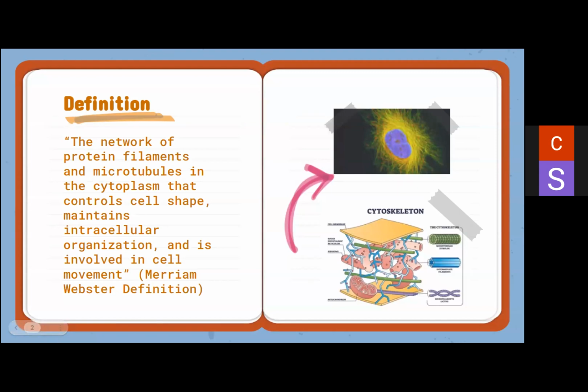The Merriam-Webster definition of the cytoskeleton is the network of protein filaments and microtubules in the cytoplasm that controls cell shape, maintains intracellular organization, and is involved in cell movement. One analogy to help remember this is the frame of a building. Just like the frame of a building, the cytoskeleton is the frame of the cell, keeping structures in place, providing support, and giving the cell a definite shape.